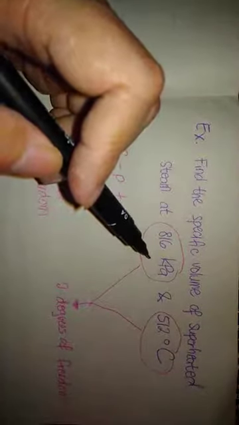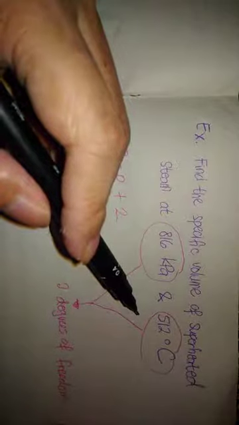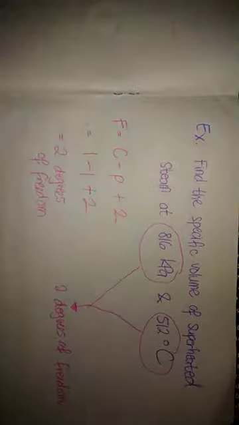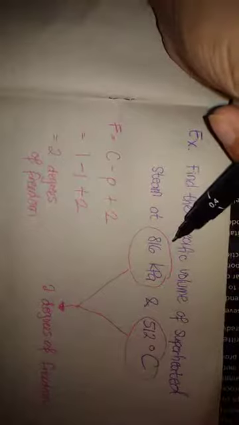816 kilopascals for the pressure and 512 degrees Celsius for the temperature. So two values were given. How do we do this one? We go to the steam tables. But the problem is that 816 is not in the steam table, and 512 is also not in the steam table.